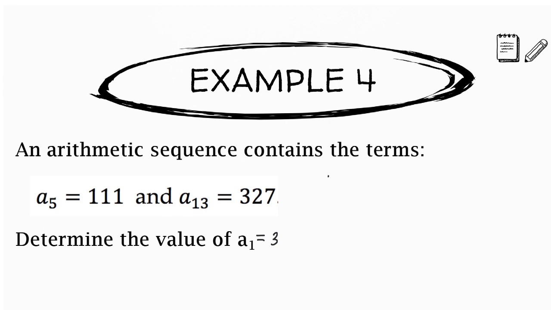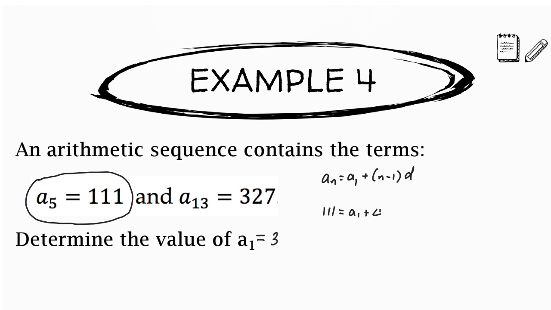Since we know that the explicit formula for an arithmetic sequence is that the nth term is equal to the first term plus n minus 1 times d, the common difference, I can write a system of equations using the given information. The first piece of information that I'm given is that the 5th term is 111. That allows me to write the equation that 111 is equal to a sub 1, which is unknown, plus 4, because that's 5 minus 1, times the common difference, which is also unknown.